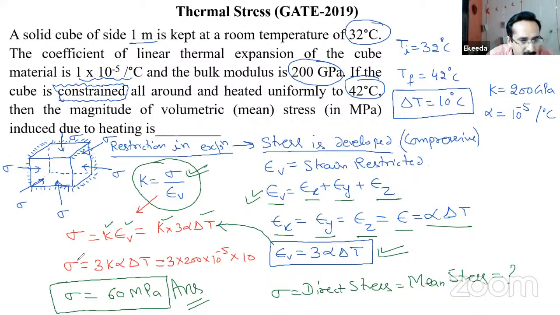So 3K alpha delta T is the stress in this material, right? Put the numerical values: 3K is given as 200, alpha is given, temperature rise is given. So you can find out the direct stress in megapascal, right? This is how we can solve the questions of thermal stresses and elastic constants, right?